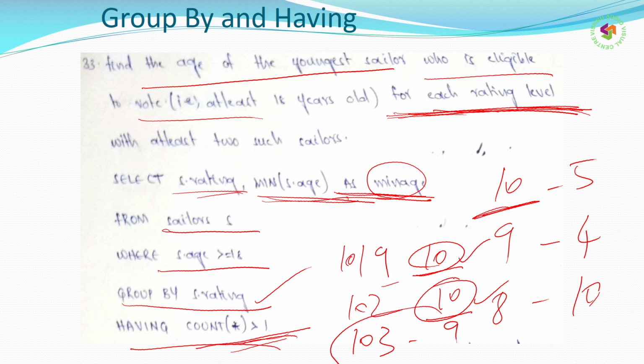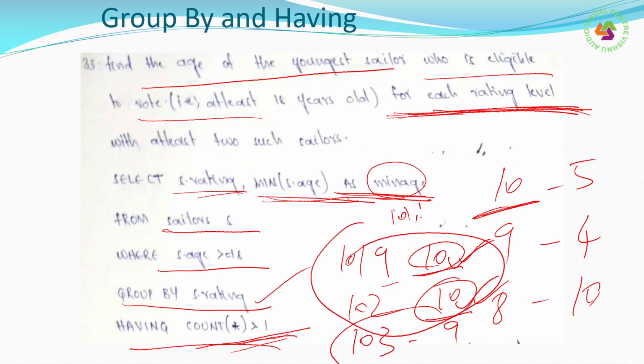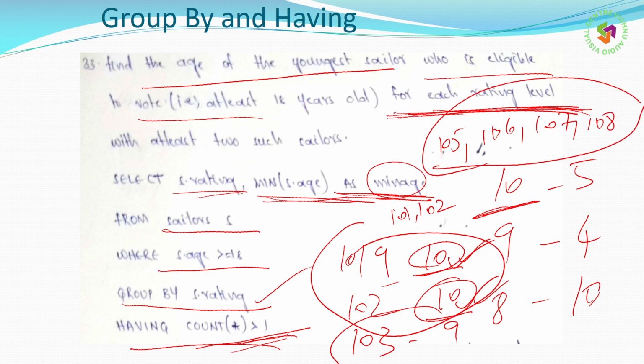Next, which rating values are repeated? Those can be considered as groups. This is rating 10, with 101 and 102, one group. Next, rating 8 is given to 105, 106, 107, 108. This is the rating 8 group. Different sailors got different ratings, and where the count is greater than 1, different sailors got the same rating, 8, 9 or 10, so those can be grouped together. In this way we will write the query.